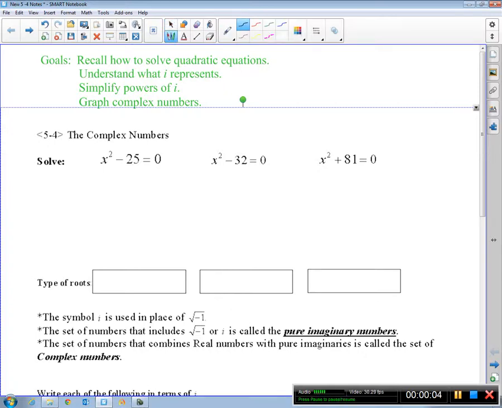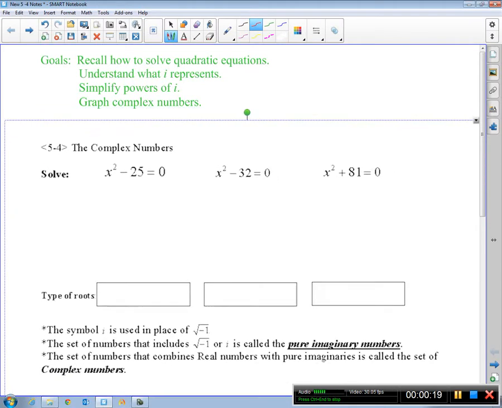Today we're going to talk about complex numbers. And we're going to learn what the imaginary numbers are and what the complex numbers are. So we're going to start by thinking about some problems that we've done and solved many times. These three questions right here.